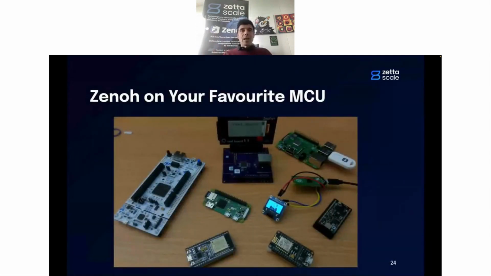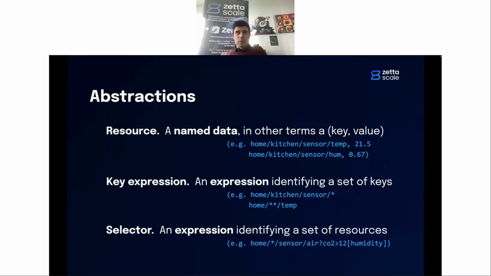Okay, real quickly on these slides, as I mentioned before, you can have Zenoh running on your favorite MCU. And let's move to abstractions. So in terms of abstraction, Zenoh deals with resources. What is a resource? A resource is named data. In other terms, it's a key and a value.